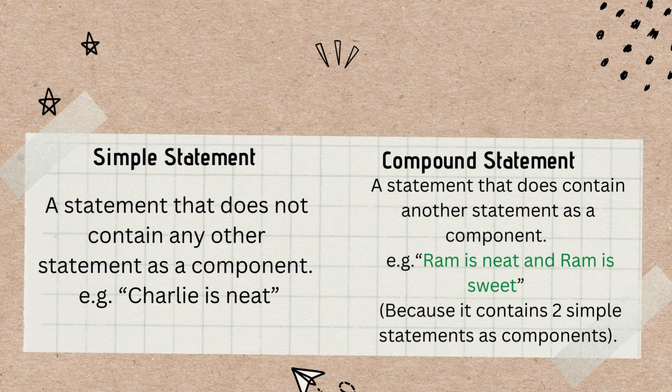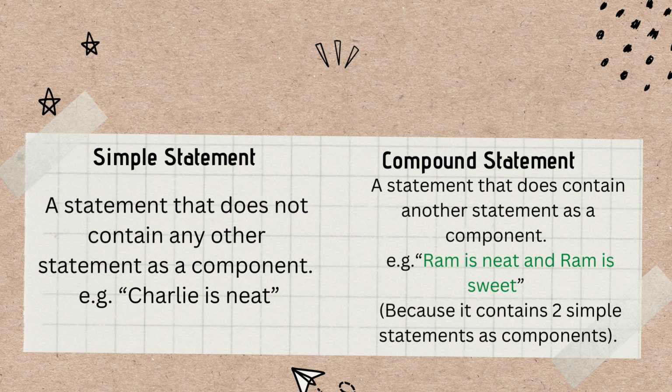So, what is a compound statement, on the other hand? A statement that does contain another statement as a component is called a compound statement. So, if the statement has two components, for example, Ram is neat and Ram is sweet, this statement has two components. One is Ram is neat and the other one is Ram is sweet. So, if we have more than one component, then it belongs to compound statements.